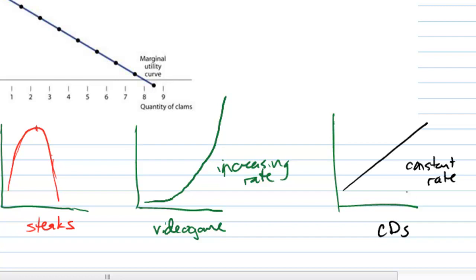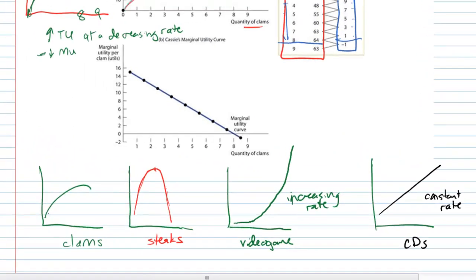Okay, so hopefully you're seeing some of the differences there. The total utility of clams increasing at a decreasing rate, then eventually becoming negative. Total utility of steaks increasing at a decreasing rate more steeply and then quickly becoming decreasing total utility. The video games, increasing rate, CDs, constant rate, and how the shapes of those graphs line up. Okay, now let's look at the second graph on here.